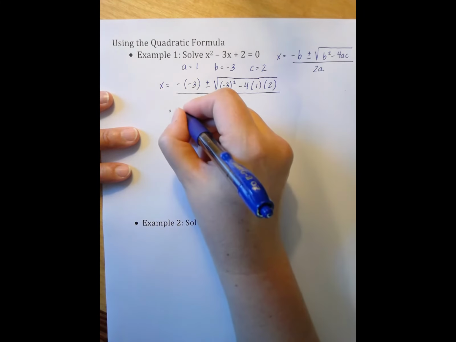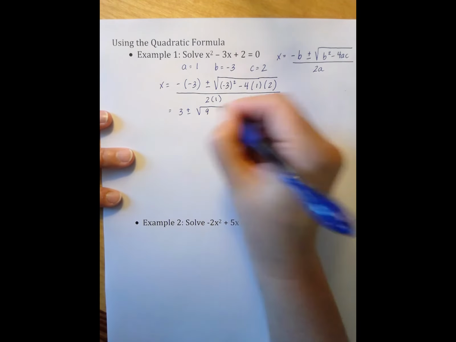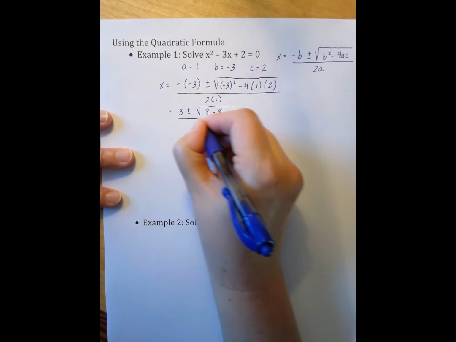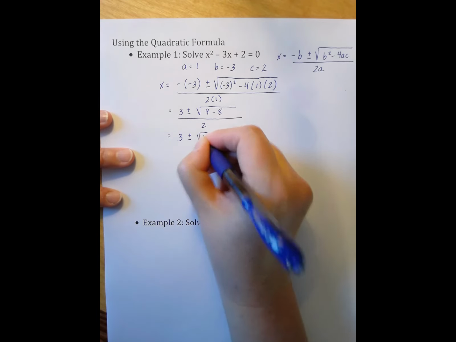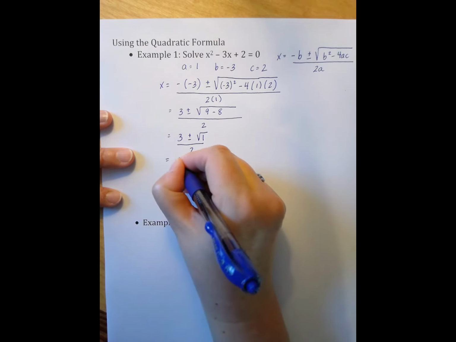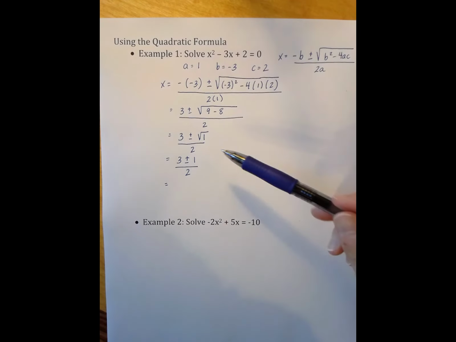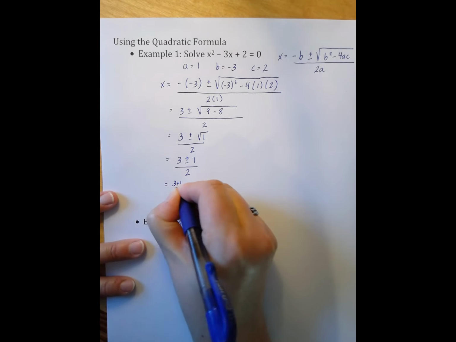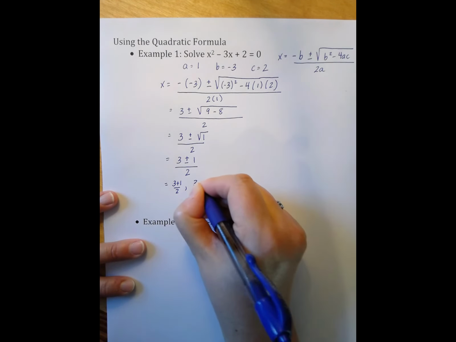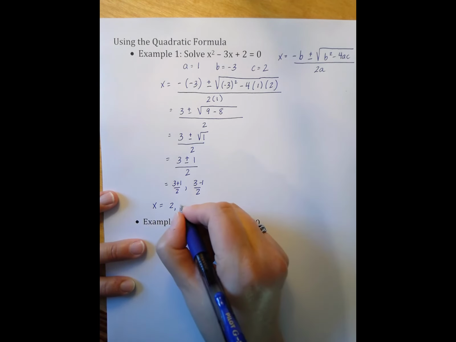So the negative of negative 3 is positive 3, plus or minus the square root. Negative 3 squared is 9, minus 8, all over 2. 3 plus or minus the square root of 1 all over 2. 3 plus or minus 1 all over 2. And in this case, since I've simplified my square root, I know the square root of 1, I can actually get down to having this as two separate numbers. So I'm actually going to say that this is 3 plus 1 divided by 2, comma 3 minus 1 divided by 2, meaning that my x is either 2 or 1.